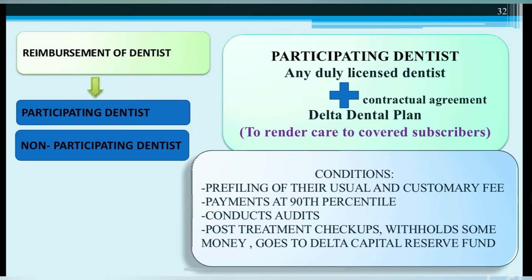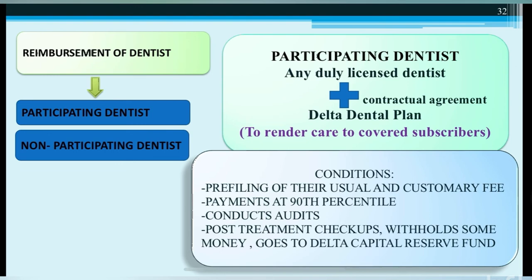Talking about the reimbursement of dentists, how it was done. It was done by UCR, but under these also come two terms. This is very important from the exam point of view, so please pay attention. The reimbursement of dentists is basically for two kinds of dentists: the first one is the participating dentist, and the second one is the non-participating dentist.